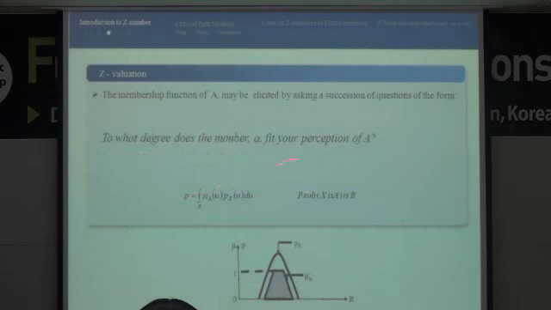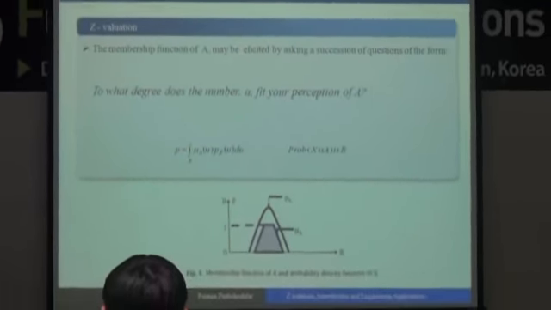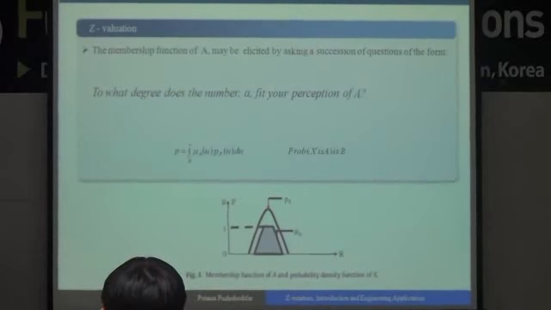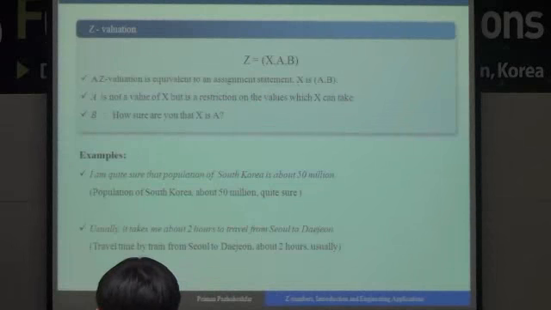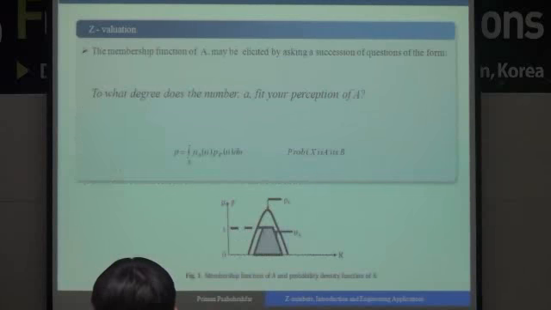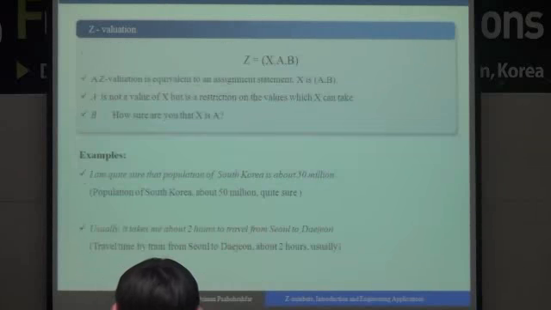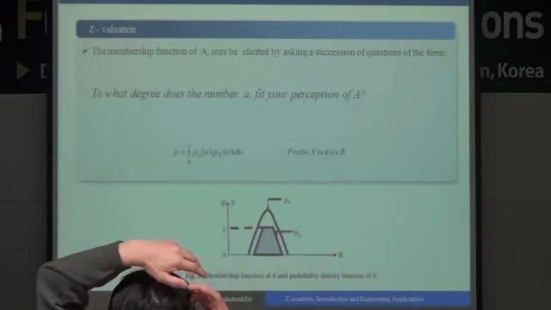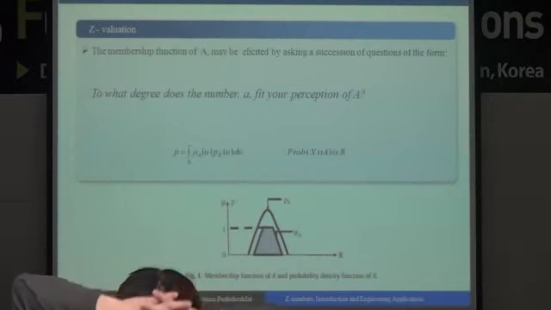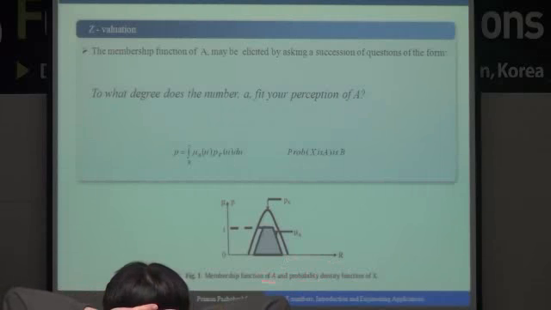In order to determine the membership function of that, we can find an answer to this question. To what degree does the number A fit your perception of A? For example, to what degree does the number of, for example, 28 million fit your perception of 50 million? And this is the membership function of that.